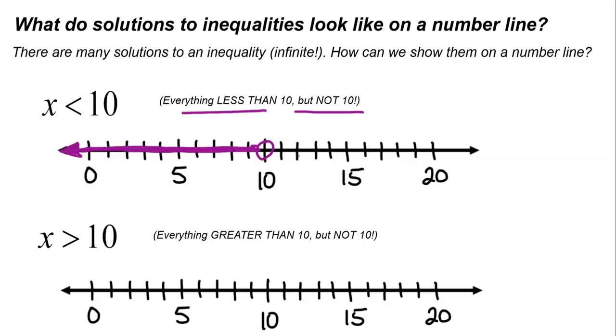11 is not less than 10. 12 is not less than 10. So that's kind of the cutoff here, or the border between true statements and false statements. And that's how we show that on the number line.